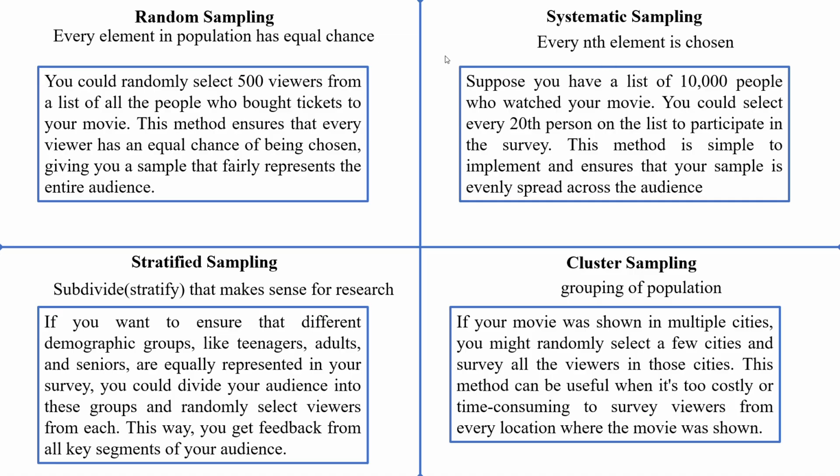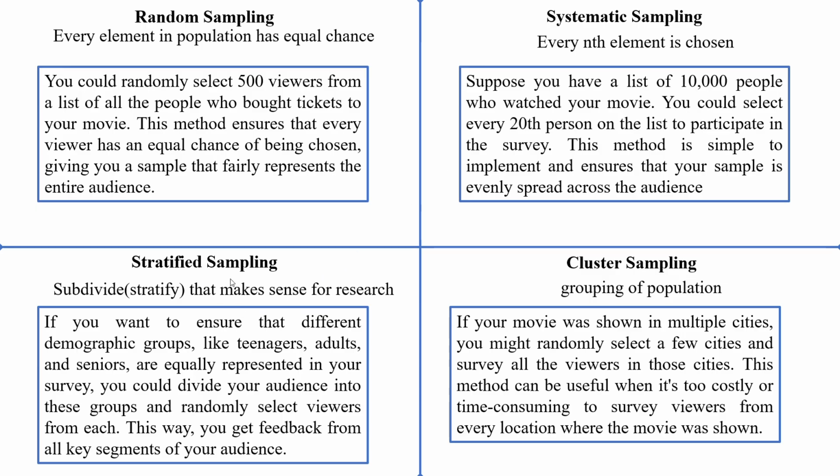If you have seen the terms initially, you will understand what it defines. Okay. Here it says systematic sampling. So every nth element is chosen. For example, there are 10,000 people who have watched the movie, and you ask every 20th person who has got the ticket. So it makes sure all the audience is covered from the beginning to the ending. This is called systematic sampling.